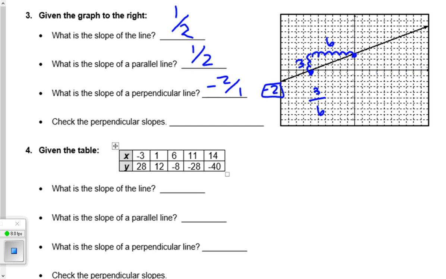And then it says check the perpendicular slopes. Well, that means if I take 1/2 and multiply it by -2/1, do I get -1? Sure do. Okay, check. Next problem.